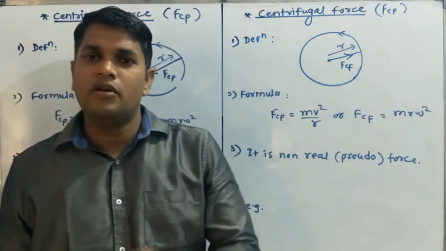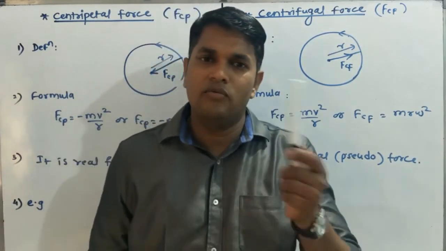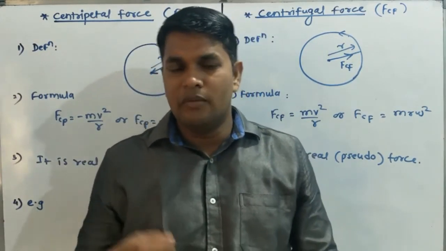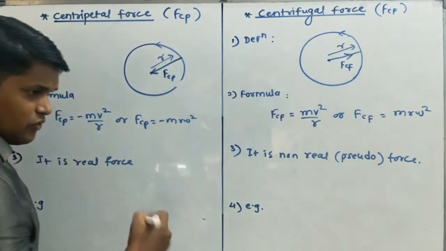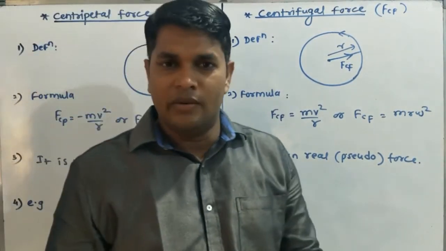Or another example, when an electron is revolving around the nucleus, then again the centripetal force is required, because the electron gets attracted by the nucleus. This force is called a centripetal force.